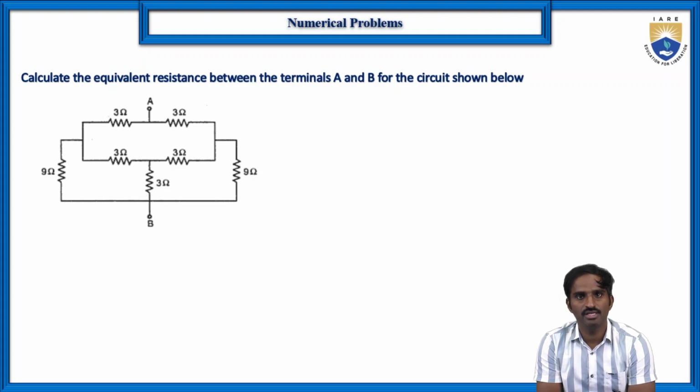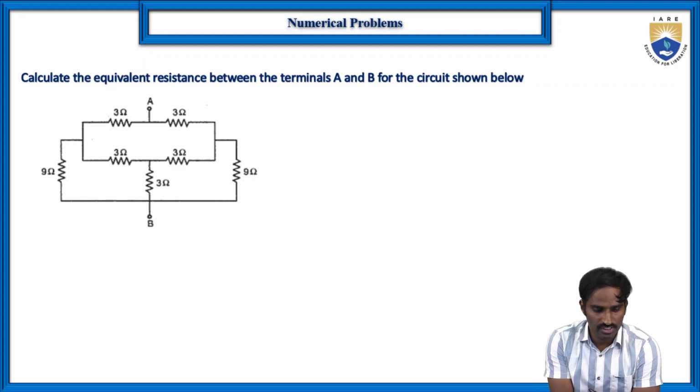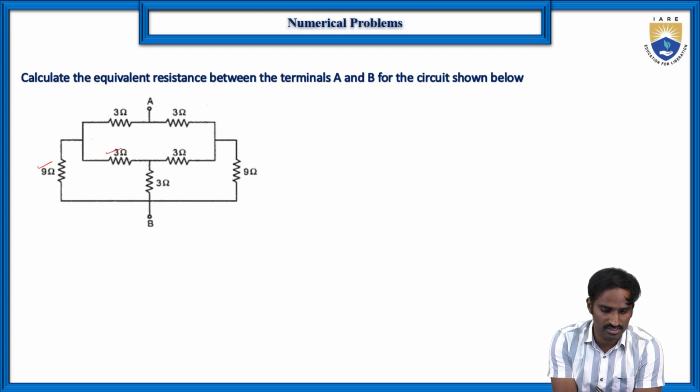For this particular circuit, again we need to find the equivalent resistance between the terminals A and B. So for that, let us see if there are any series or parallel combinations. These 9 ohms resistor and 3 ohms resistor have only one common node, but the common node is connected to this 3 ohms resistor, so we cannot say these 9 and 3 are in series. Again these 3 and 3 also have only one common node, but it is connected to the 9 ohms resistor, so we cannot say. Even these two also have one common node, but here 3 ohms is there.